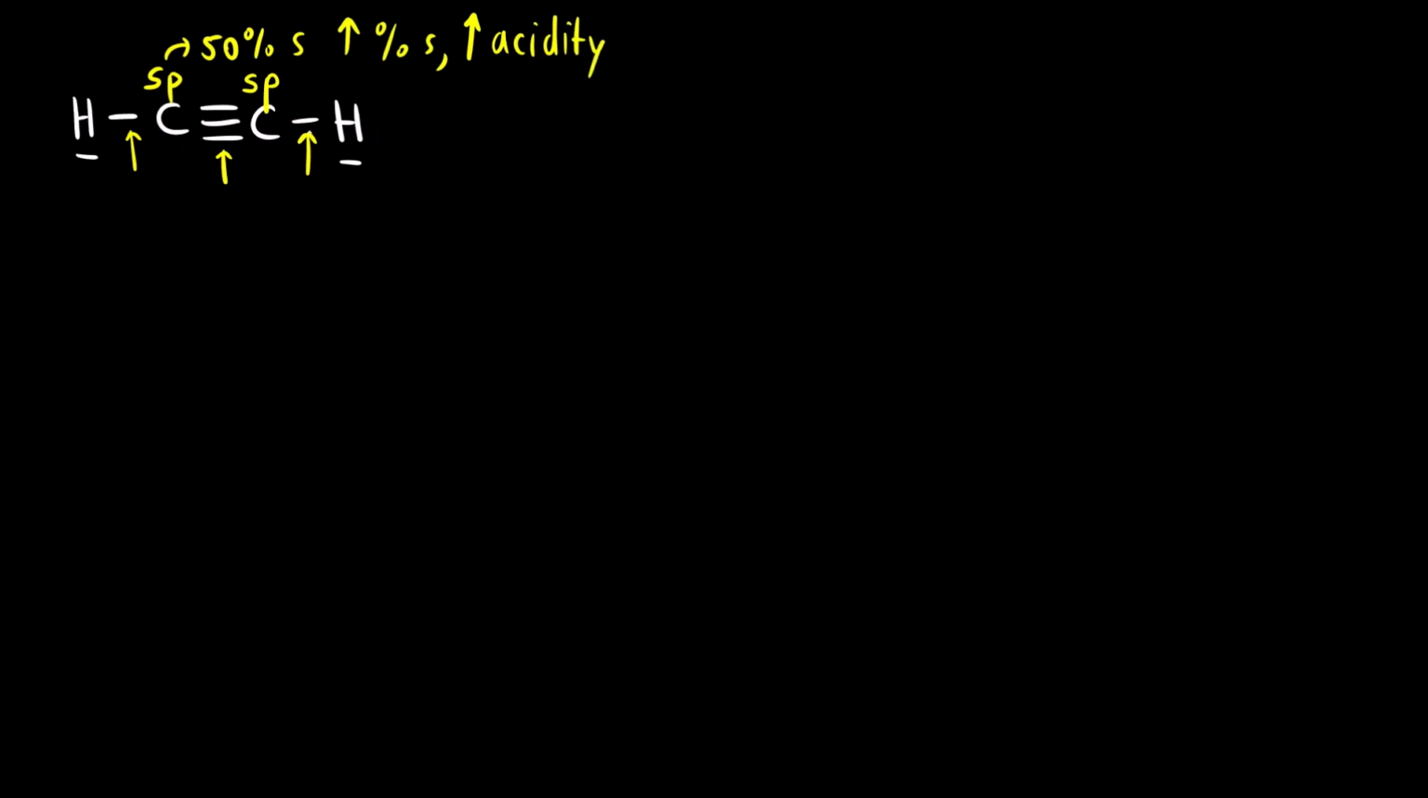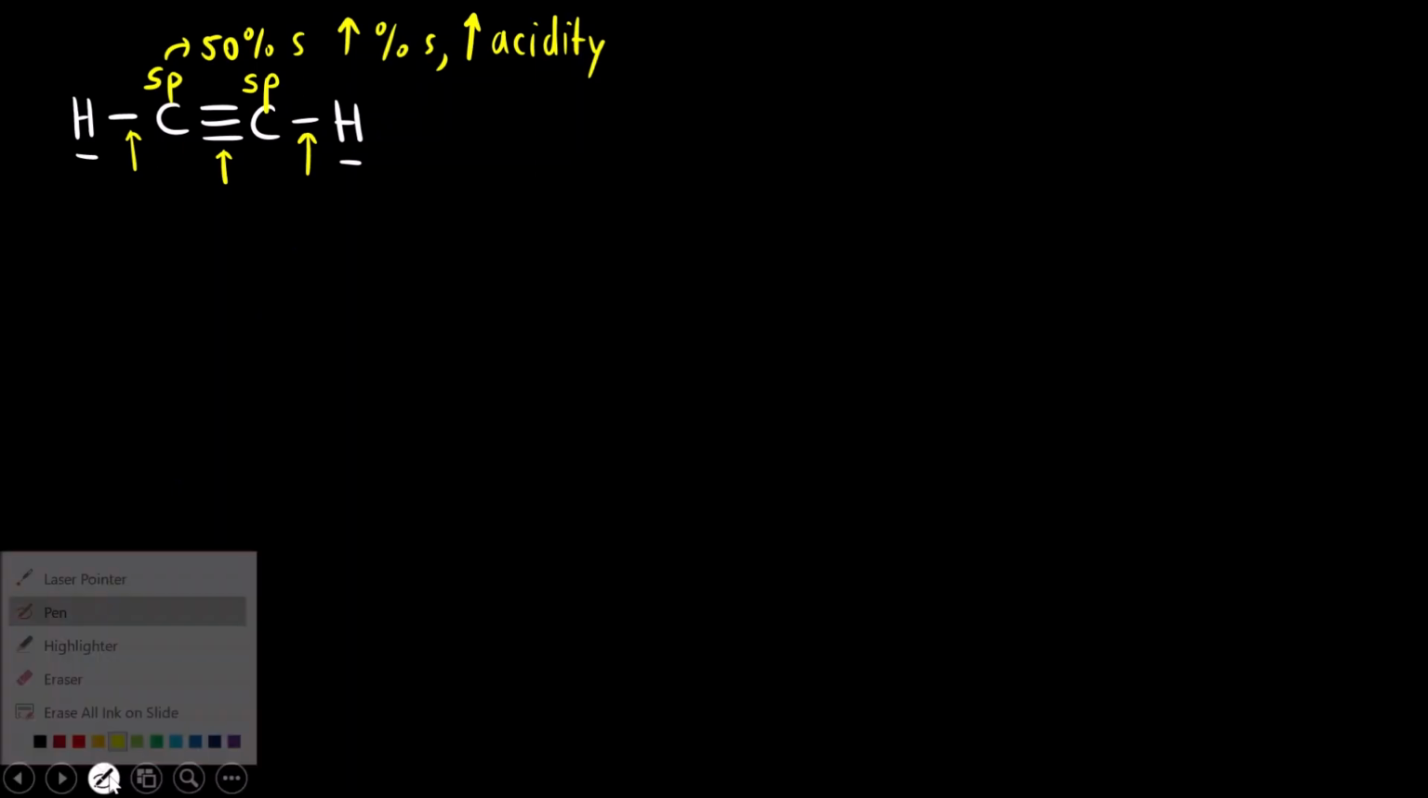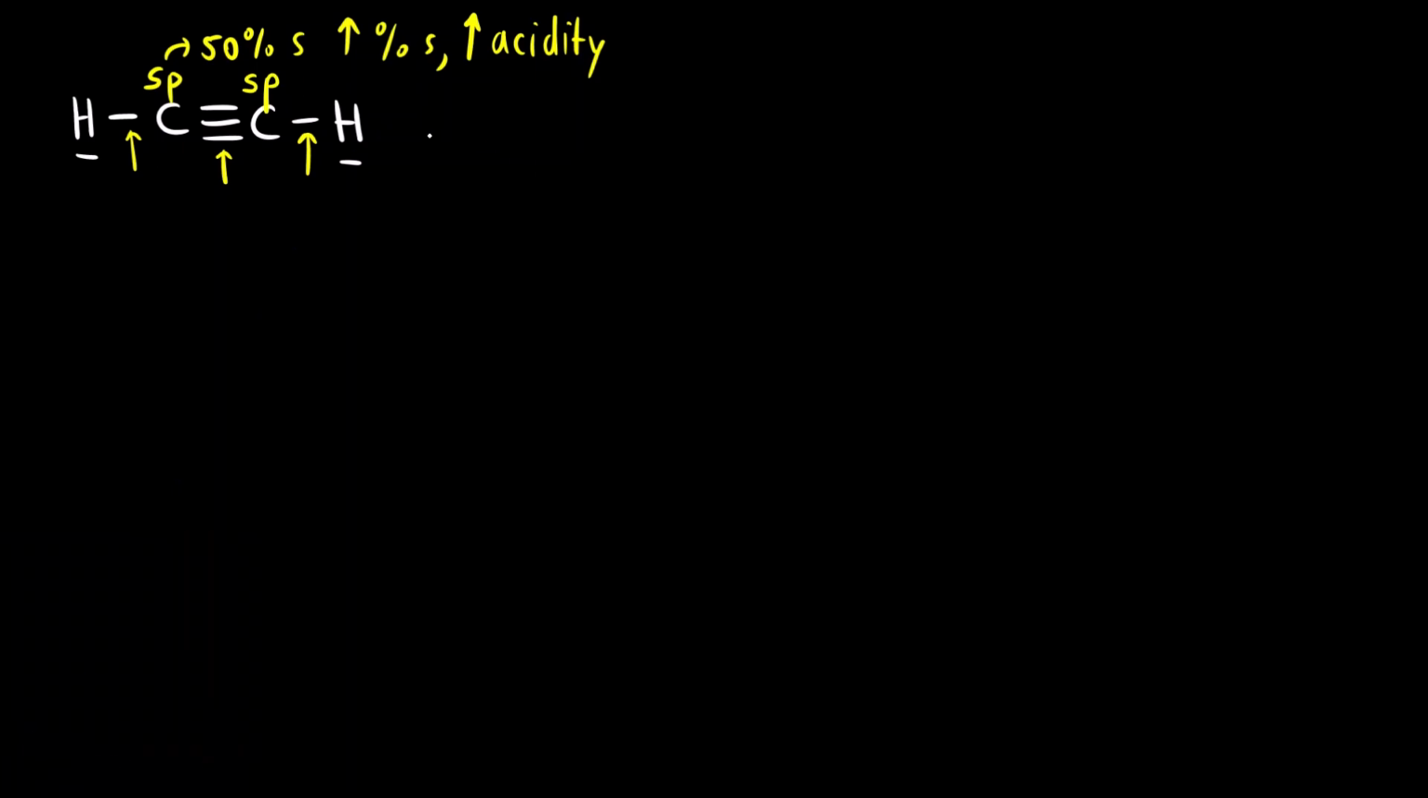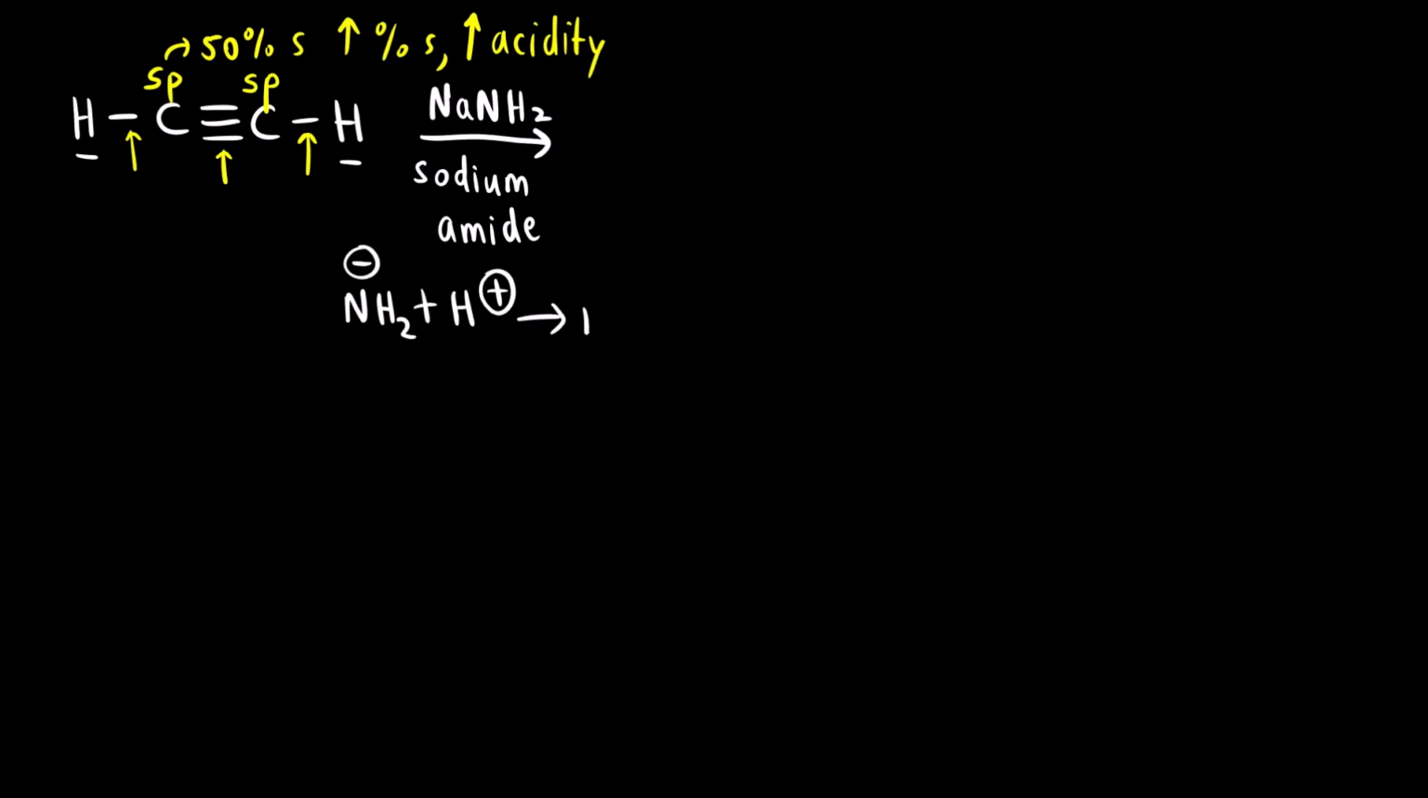So what we can do is we will first form the salt. First we react it with some base, that is NaNH2. This is a very good base, sodium amide. Why is this a good base? Because NH2 minus, if it picks up a proton, that is H plus ion, it will form ammonia. Ammonia is a stable molecule.